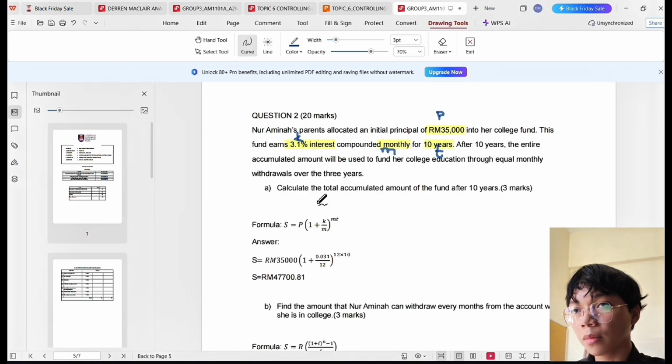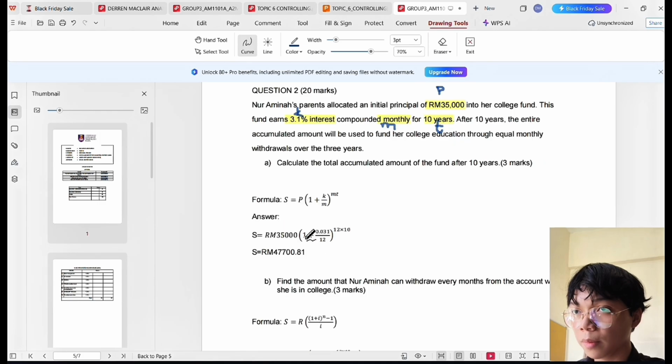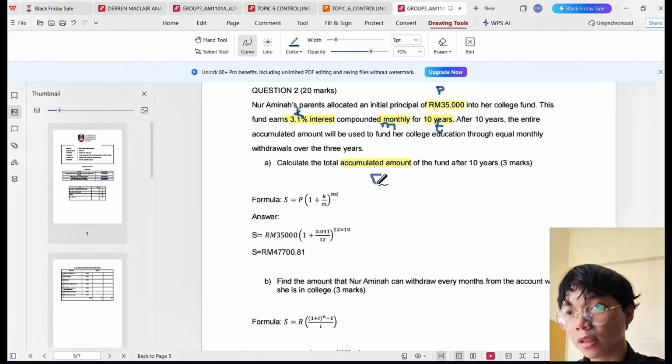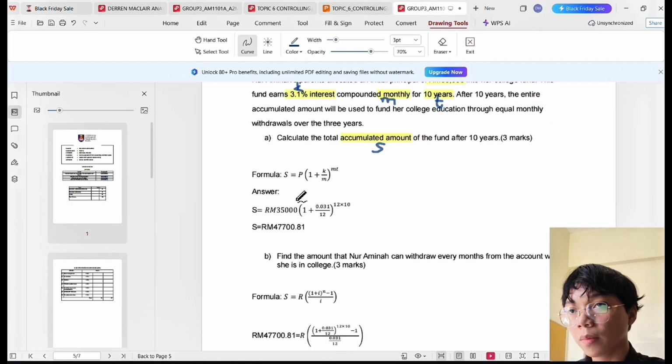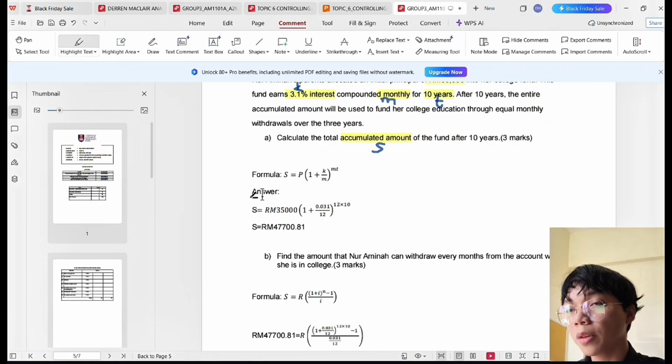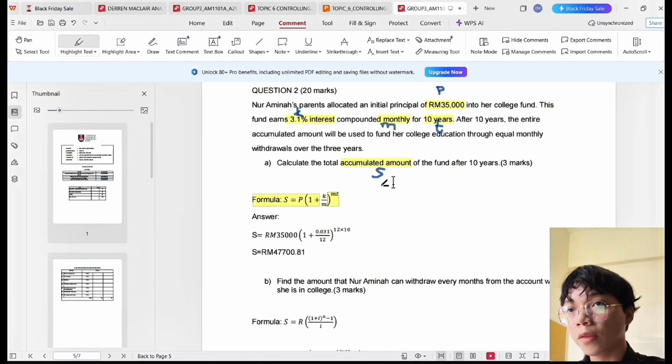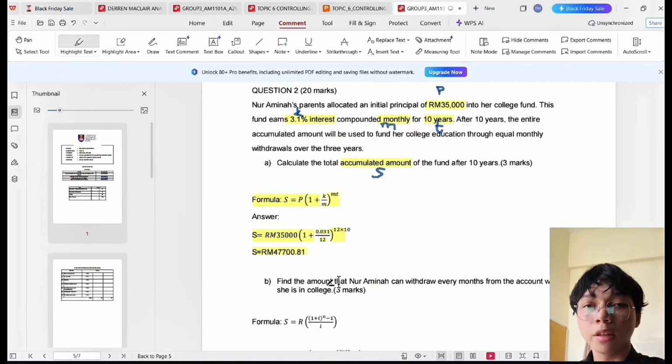Calculate the total accumulated amount of the fund after 10 years. This question asks us to find the accumulated amount, which means this will be S. Which means the appropriate formula will be this. After calculation and putting all of the information we got, the answer will be 40,007 ringgit 81 cents.